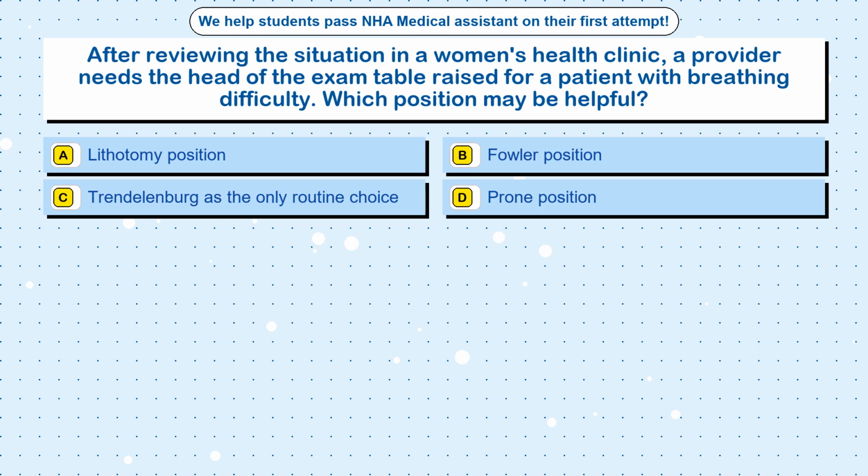Question 15. After reviewing the situation in a women's health clinic, a provider needs the head of the exam table raised for a patient with breathing difficulty.